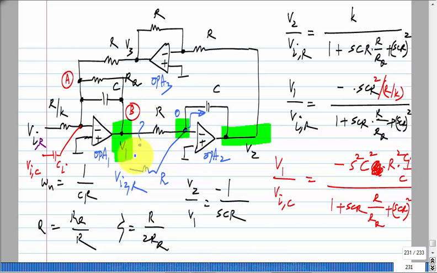Really? Yeah, without negative feedback, it won't work at all. Of course, there is no local negative feedback, it is there through the other op amps. Yeah, so what is V1? Minus VI, okay? Is that fine?